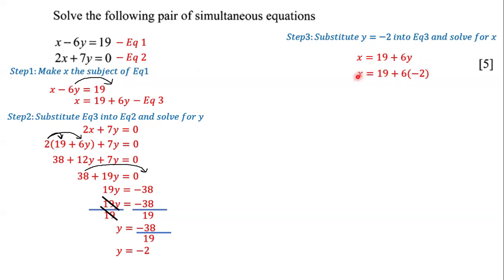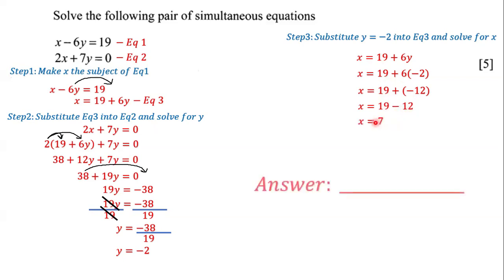And so we have that x is equal to 19 plus 6 times negative 2. What is 6 times negative 2? Well, 6 times negative 2 is negative 12. And so we have 19 plus negative 12. We know that a positive times a negative is going to be equal to a negative. And so we have 19 minus 12, and 19 minus 12 is definitely 7. And so we have that x is equal to 7 and y is equal to negative 2. And that's the answer for this question.